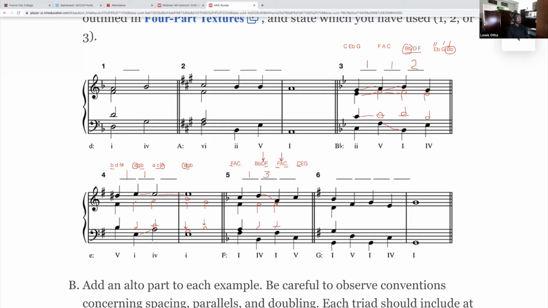Now, had the book not given you that A, you could have gone back down to C in the soprano, and you could have gone to A in the tenor, and done way number 1. Good. All right. Chord 3 to 4. Carry the common F.